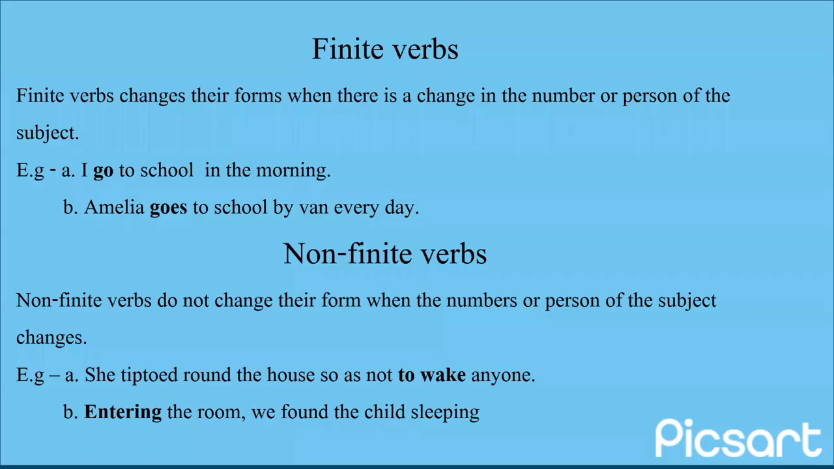In sentence number 1, the base form of the verb wake is used with to. Its form is not influenced by the subject she. And in the second sentence, the present participle of the verb enter is used to introduce a phrase. Its form is not influenced by the subject we.